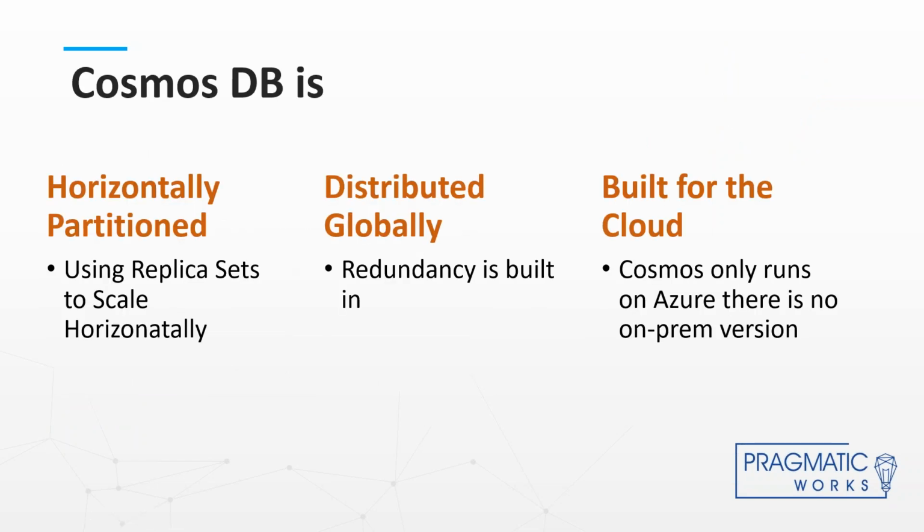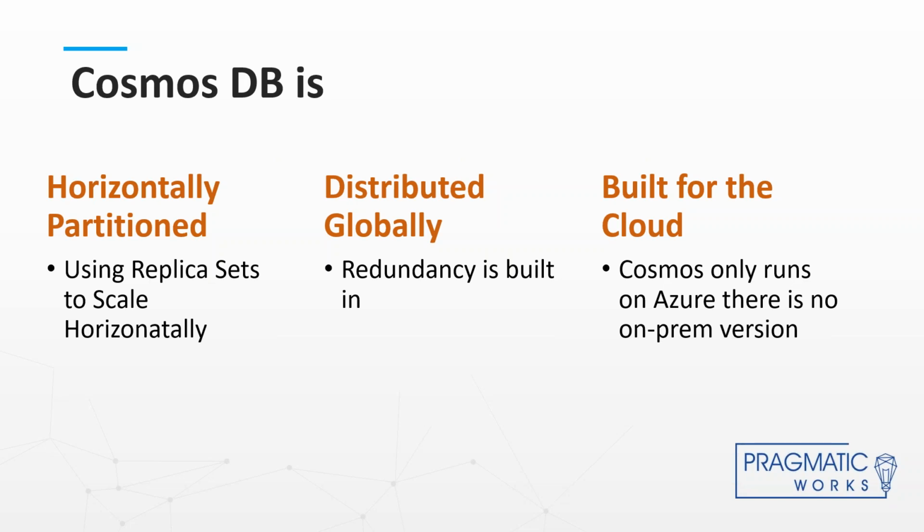So you heard me say these words a little bit ago: horizontally partitioned, distributed globally, and built for the cloud. Horizontally partitioned means that it uses horizontally partitioned replica sets to scale for very large sets of data, which is similar to that pattern you see in a lot of NoSQL databases, like Cassandra or, again, Mongo. Cosmos does the same thing under the hood. You can put a ton of data into it, and it parses it out into these replica sets so that you can do quick reads and writes.